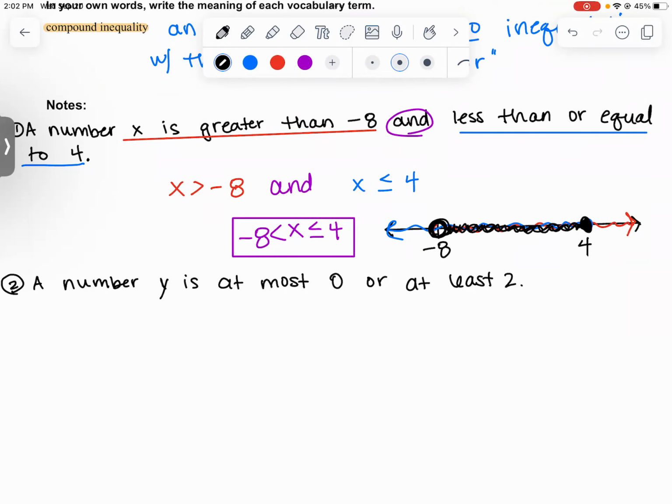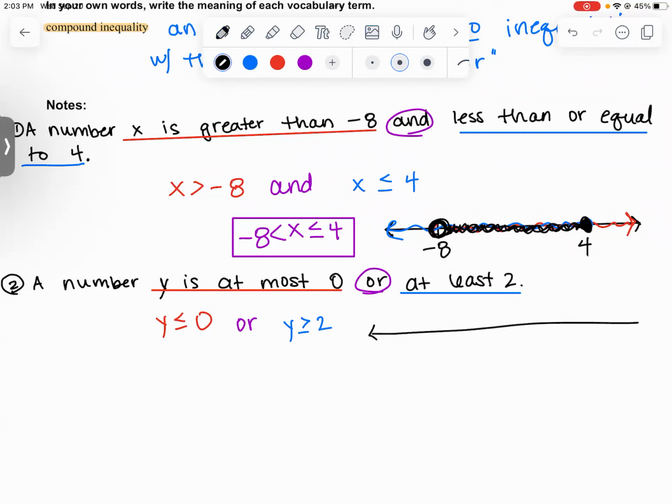Okay. Now, with the and statements, we get to squish them into one, but with the or statements, we just got to leave it with or in the middle. So we are going to write this. Y is at most 0. What does that mean? Y is less than or equal to 0 or at least 2. If I'm saying at least 2, we say y is what? Greater than or equal to 2.